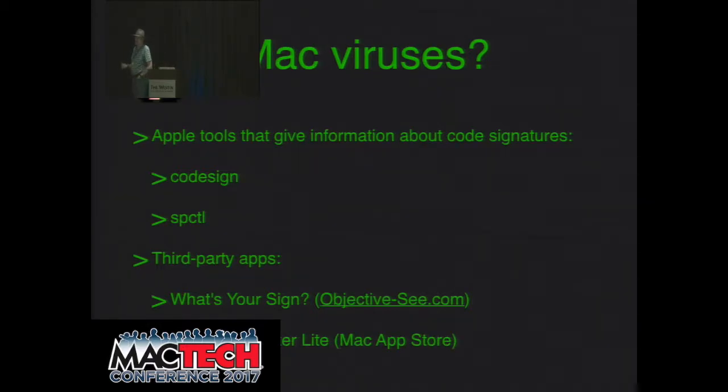Then there are also some third-party apps that you can use to check your signatures. One is What's Your Sign by Patrick Wardle from Objective-C. That's a very nice, very simple app, works through contextual menus. But my personal favorite is RB App Checker Lite, kind of a cumbersome name, but it's in the Mac App Store. It's a very simple, very nice app, and it gives you a lot of information. It gives you more information more easily than any other tool that I know of. So it's one that I really like.